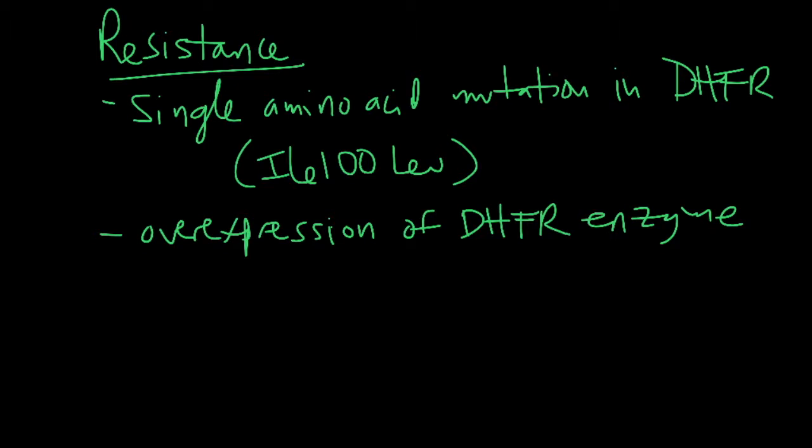So two ways that bacteria have developed resistance against trimethoprim. One, mutating the DHFR enzyme at the isoleucine 100 leucine residues. Mutating this isoleucine 100 leucine residue has decreased the binding of DHFR to trimethoprim. Bacteria have also overexpressed the DHFR enzyme, because if you make more of the enzyme that trimethoprim is trying to stop, then you overcome this inhibition of DHFR. Then you have DHFR functioning again, then you can produce tetrahydrofolic acid again, and you can produce deoxythymidine again, and produce DNA again.